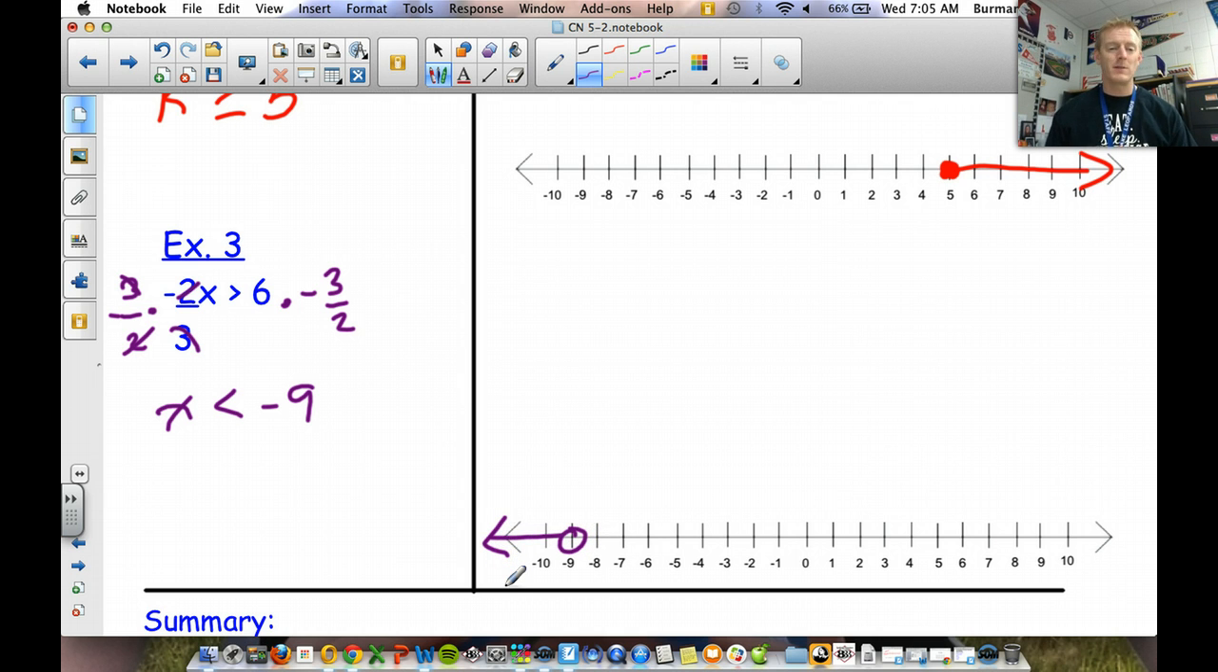Now folks, that's pretty much all this lesson is. It's being able to redo solving equations, but instead of having the equal sign, we're going to use the inequality. Remember, you've got to flip to make that work out.